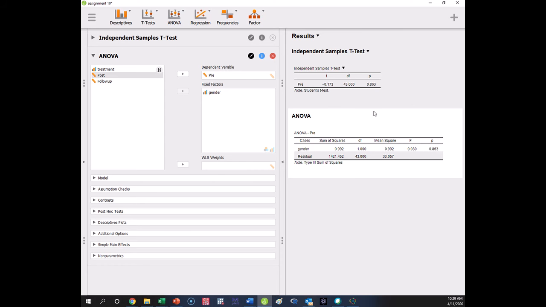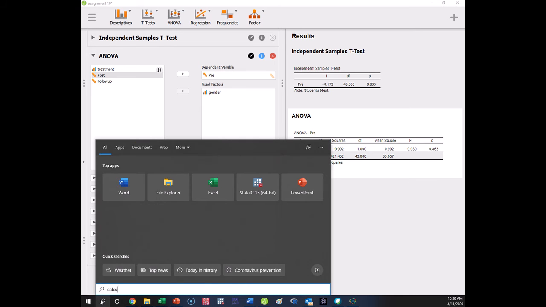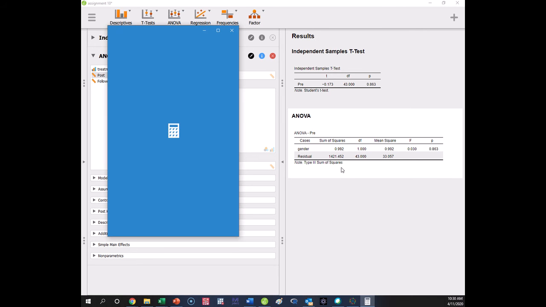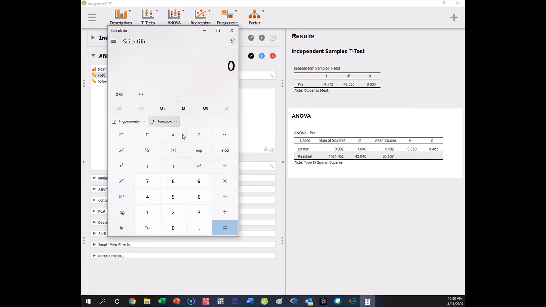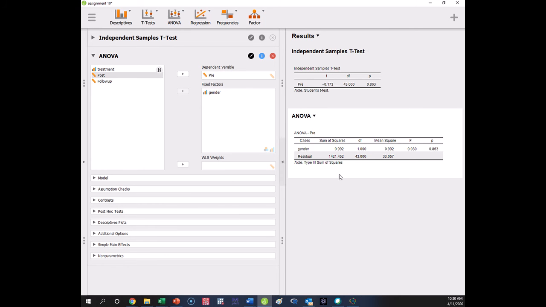But it turns out that t squared equals f, right? So if we were to pull out a calculator and do that quickly, what we'll find is that negative 0.173, if we square that value, we get 0.03, right? So the independent sample t-test and the one-way between subjects ANOVA, where there's only 2 levels, male-female, of a variable, gender, it's the same exact test, right? And this is just kind of a demonstration of that fact.